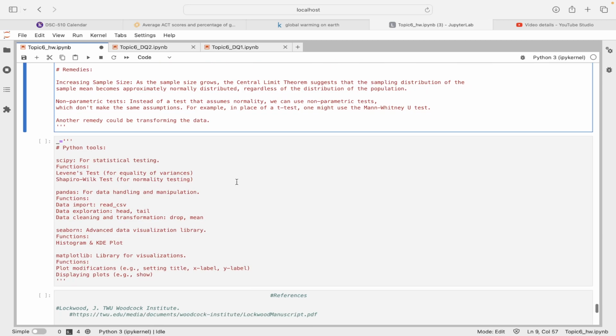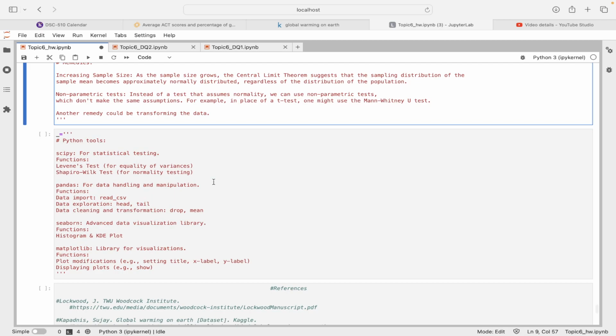Some Python tools we use for this hypothesis test, like the Levene test and Shapiro test, are the SciPy library, pandas to load the data in and handle some of the manipulation, and Seaborn and Matplotlib for those visualizations and labeling the axes.